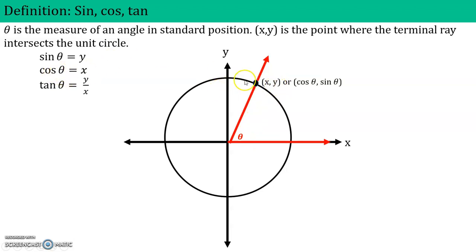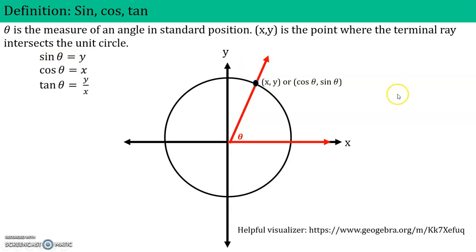Cosine of theta is equal to this x coordinate, and tangent is y over x. All right, so we could write this coordinate as x comma y, or we could write it as cosine of theta comma sine of theta, since this new definition says that those things are equal, right? X is the same as cosine of theta, and y is the same as sine of theta.